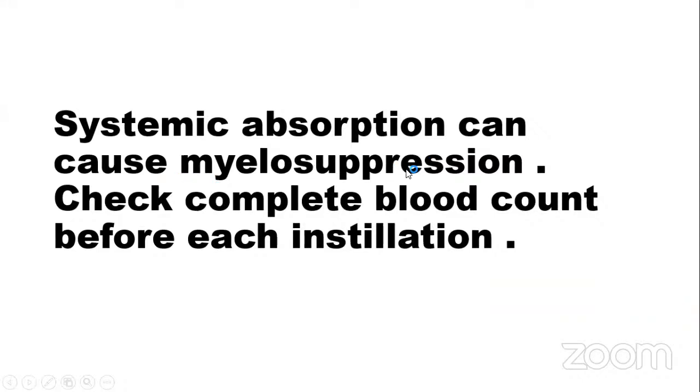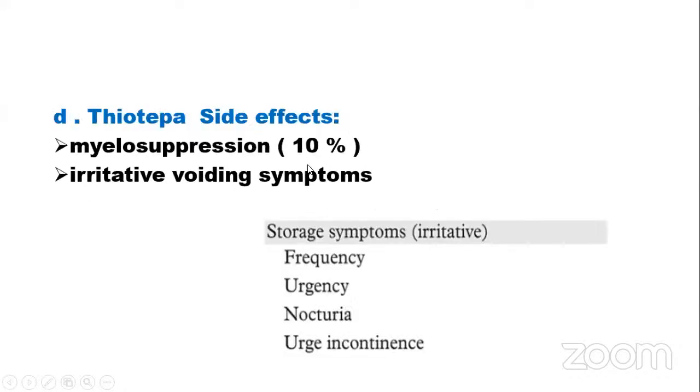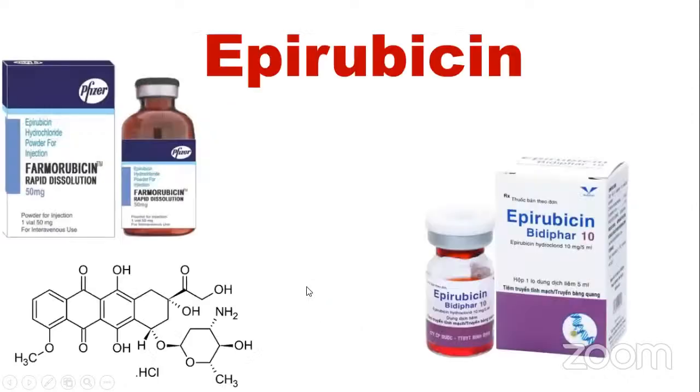Systemic absorption can also lead to myelosuppression. We will check CBC, and this must be done before instillation. Thiotepa side effects are myelosuppression in 10% of patients, and irritative voiding symptoms, which include frequency, urgency, nocturia, and urge incontinence. Irritative symptoms also occur in patients with mitomycin C.